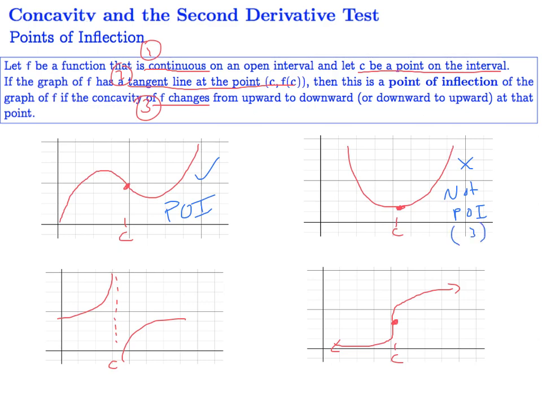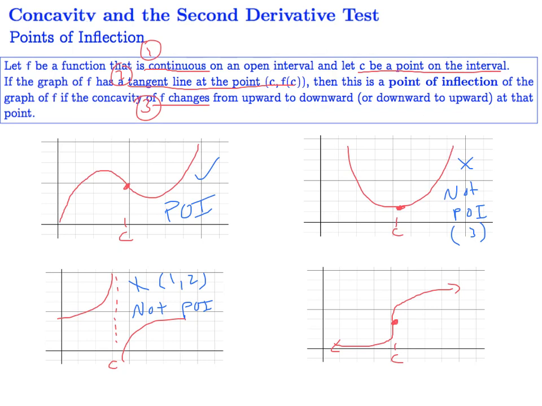Down here in the corner, well, our function definitely changes concavity. We were concave up before, now we're concave down. However, it fails 1 and 2. It's not continuous, and it does not have a tangent line, so it's not a point of inflection.